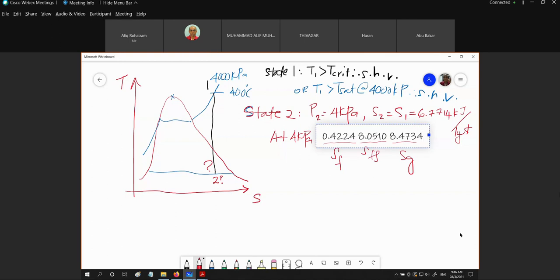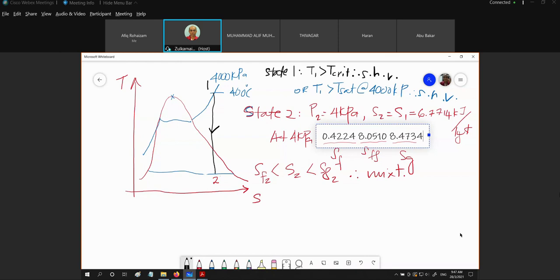So what can we say about S2? It is between Sf and Sg. Yes, 6.7 is in between this and this. So we write here that S2 is greater than Sf2 and less than Sg2. Therefore, mixture. So what we drew is correct. So we can erase and mark it, because we have proven the state of point two.